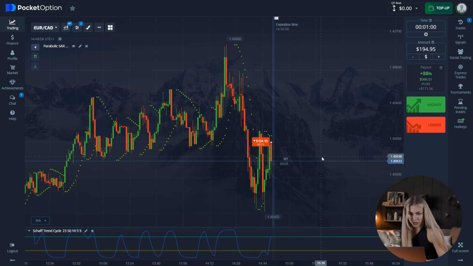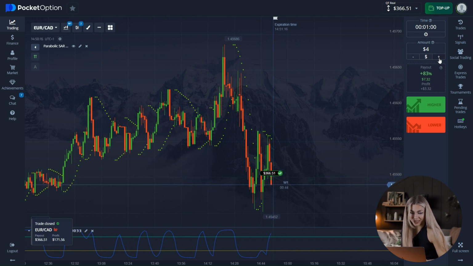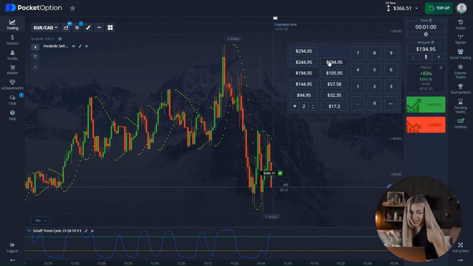Only now is the shaft trend cycle entering the overbought zone. So on the next candle, I wouldn't trade down, but would look for an entry point only for an increase. This trade slightly deviates from the formal strategy conditions, but still delivers a confident result, $366.